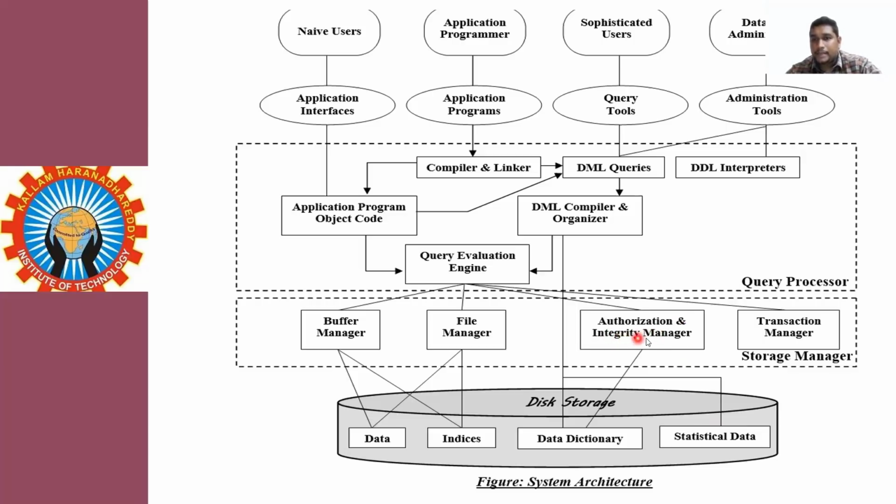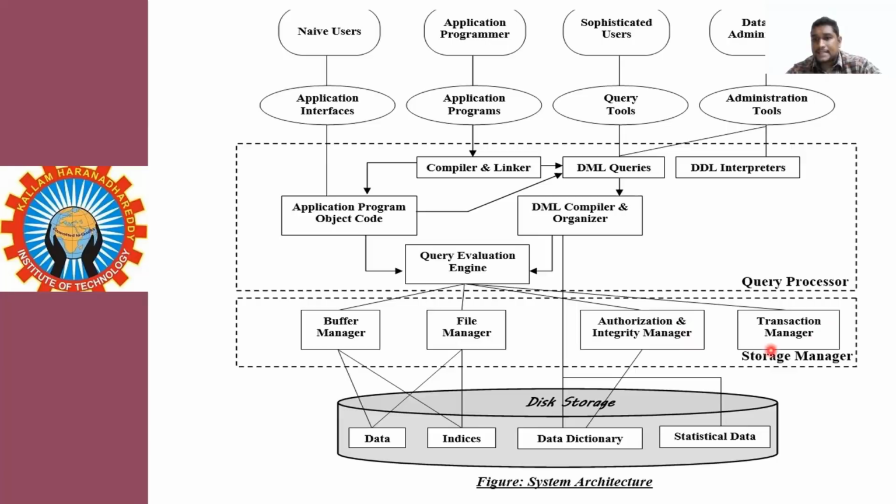The authorization and integrity manager is a manager which checks the constraints that are available in the database, checking the security conditions, and checking the constraints can be done by the authorization and integrity manager.